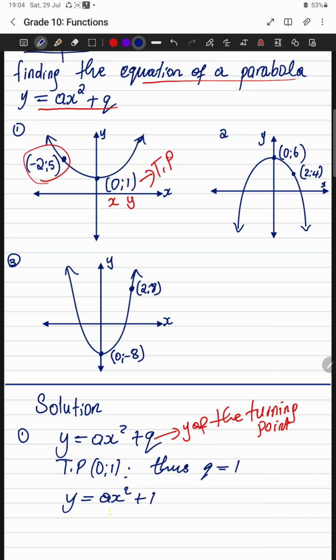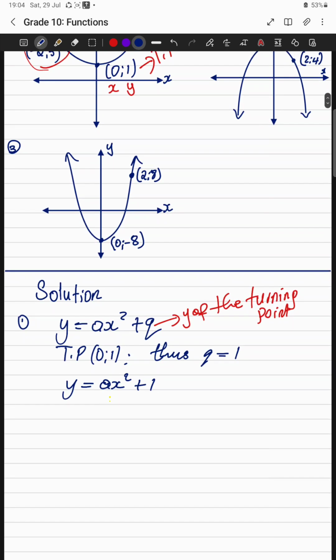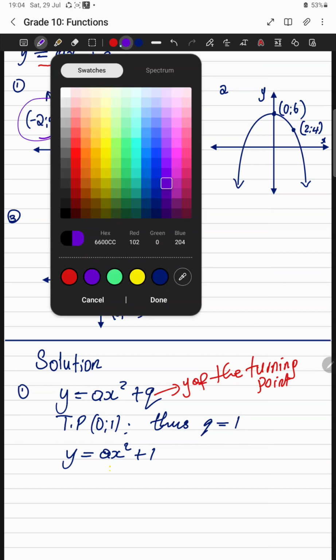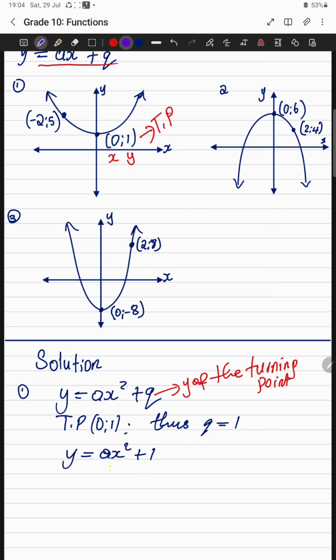You just take that value, guys, as it is. Please do not equate it to 0. No, just take it as it is. Then from here we're done with the coordinates of the turning point. Now we are going to use the point on the graph, and we substitute with that point. So that point is (-2, 5).